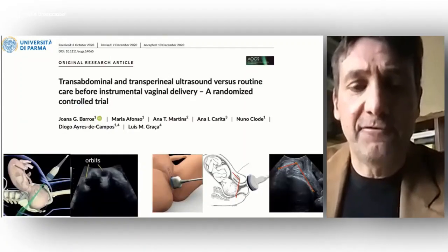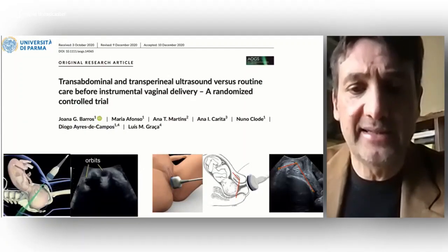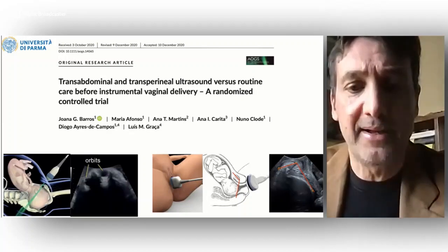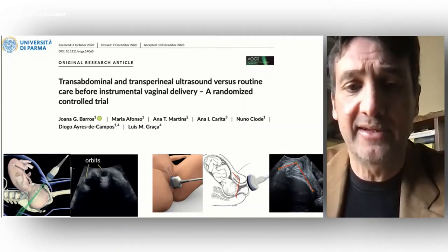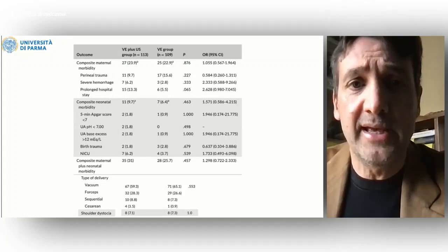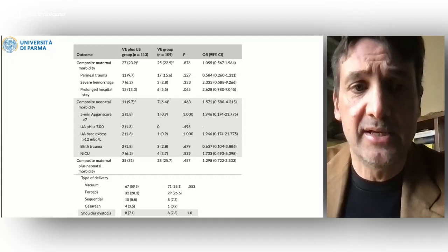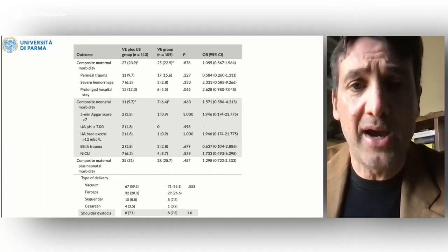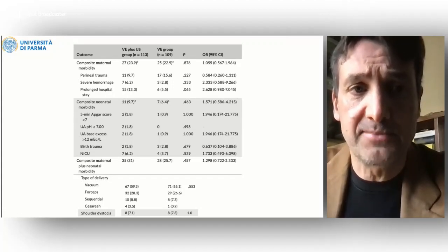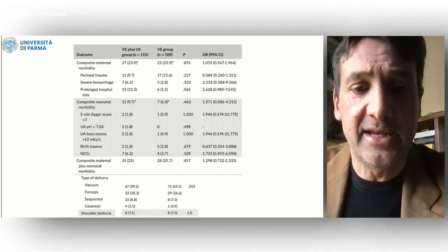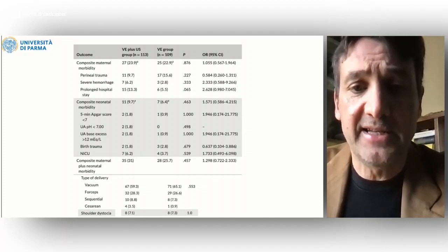So unfortunately, the only randomized control trial that has compared standard care to intrapartum ultrasound in assessing the outcome of instrumental vaginal delivery and the benefits for the mother and for the baby has not shown a significant benefit when the women were submitted to intrapartum ultrasound. But as you can see, the numbers are quite small, 222 women that were enrolled. So no demonstration of benefit for composite maternal neonatal morbidity, and no difference in terms of failed instrumental vaginal delivery.